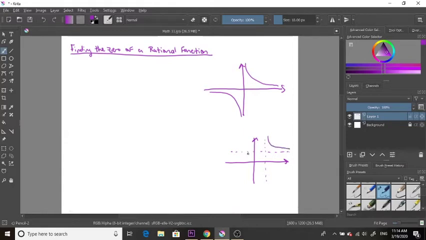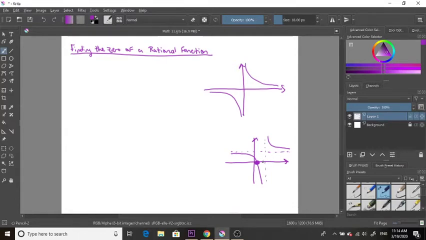So an example would be this function right here. You can see that it crosses at approximately that point right there. So this is your zero. Now, obviously reading a graph is much easier than just being given the formula and then trying to find the zero. So when you have a graph, you're just looking to see where the curve intersects the x-axis.